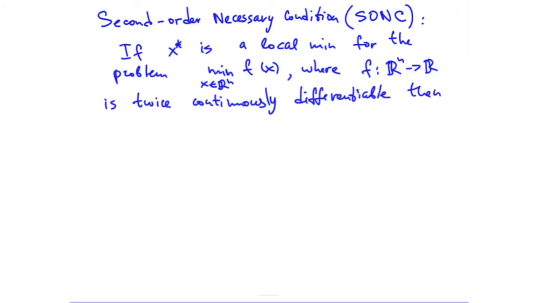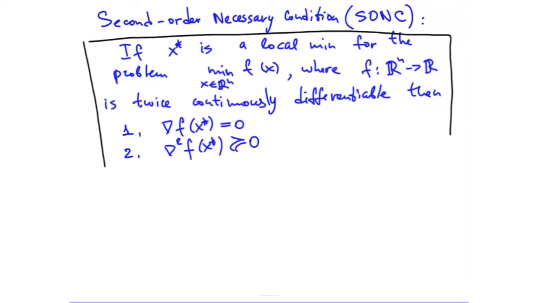Then we have the following. First, usually we include the first order necessary condition as a part of the second order necessary condition. So the gradient of f at x star will be equal to 0. And second, the Hessian of f at x star will be positive semi-definite. So this is the SONC.